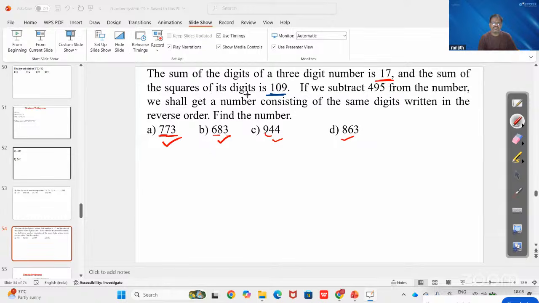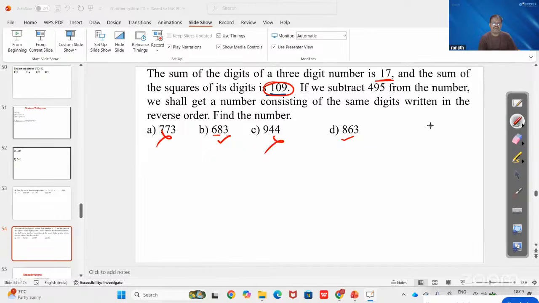So the sum of squares of the digits should be equal to 109. 7 square plus 7 square and 3 square. 3 square is 9, but 7 square plus 7 square is not equal to 100, so this is not possible. Next, 9 square is 81, and 4 square is 16 plus 16. Here also we are not getting 109. We can eliminate options A and C.